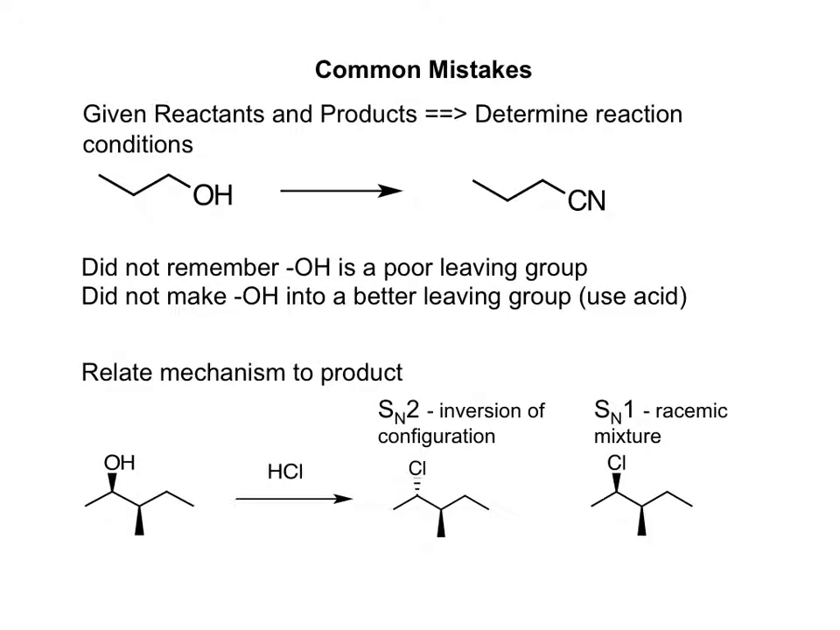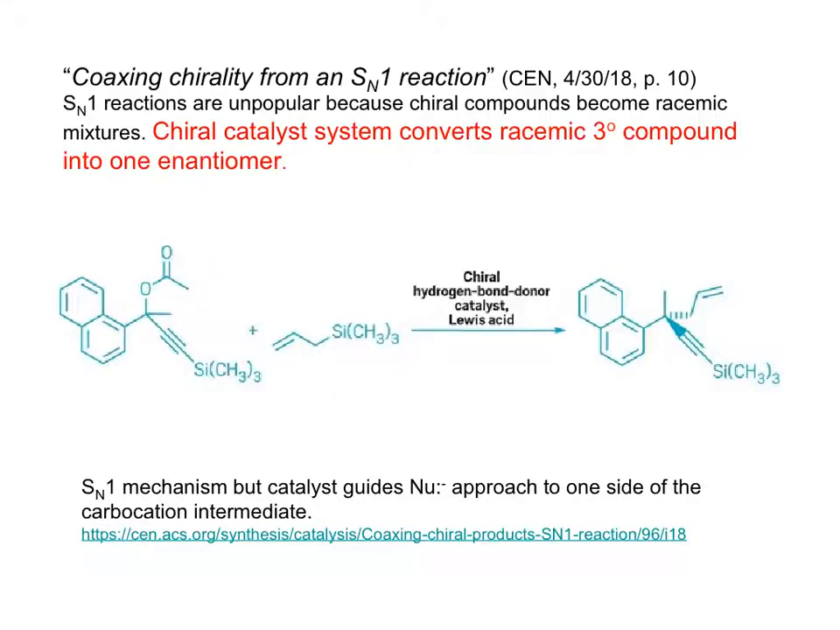Here are a few things you want to remember to avoid these common mistakes. Remember to make OH into a better leaving group by using an acid. And remember that an SN2 mechanism involves inversion of configuration, whereas SN1 gives a racemic mixture of products. SN1 reactions are not popular because a racemic mixture forms instead of one enantiomer. But a chemist figured out a catalyst to use which will convert a tertiary compound into one enantiomer rather than a racemic mixture.